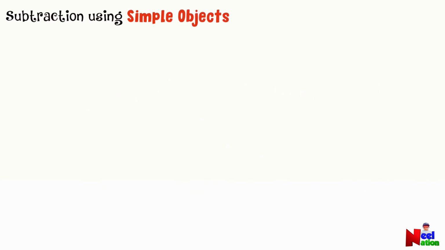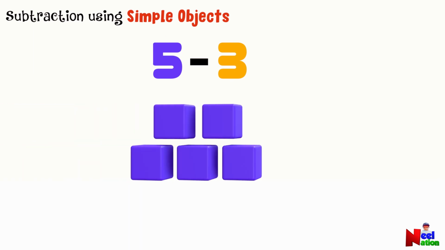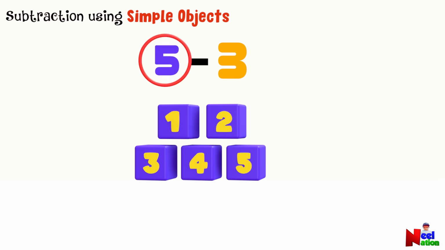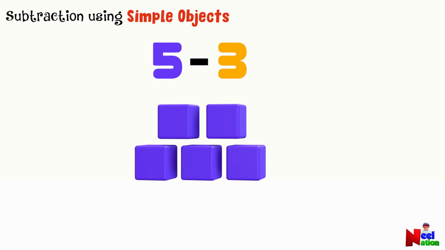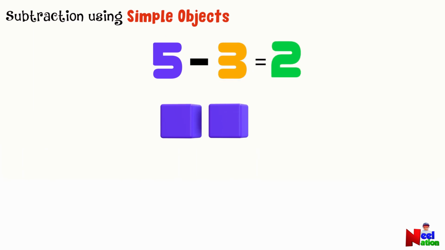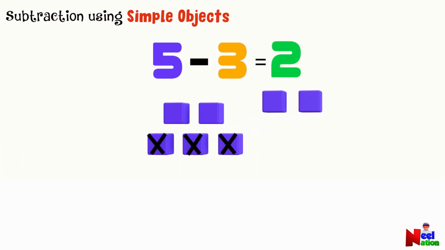Let's do subtraction using simple objects at home. Can you tell me what is 5 minus 3? Let's do subtraction using some cubes. Let's start with 5 cubes. Let's remove 3 cubes from 5. How many cubes are left? We are left with 2 cubes. When we take 3 away from 5, we get 2.